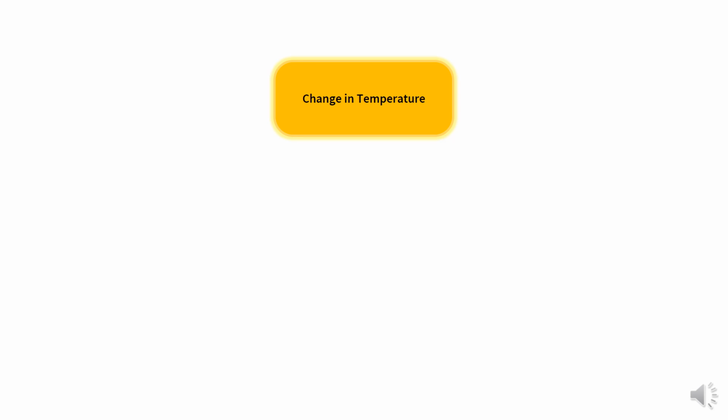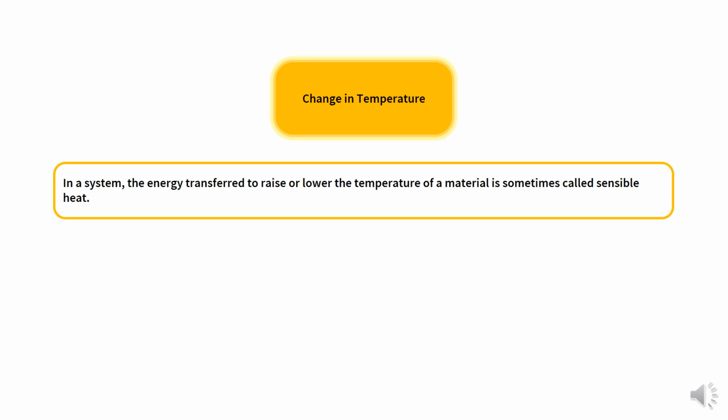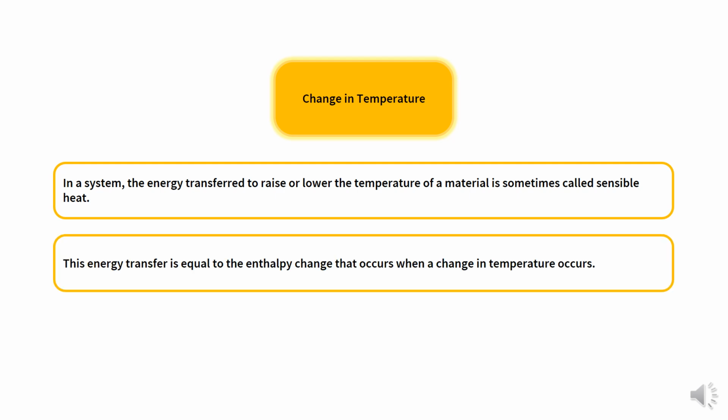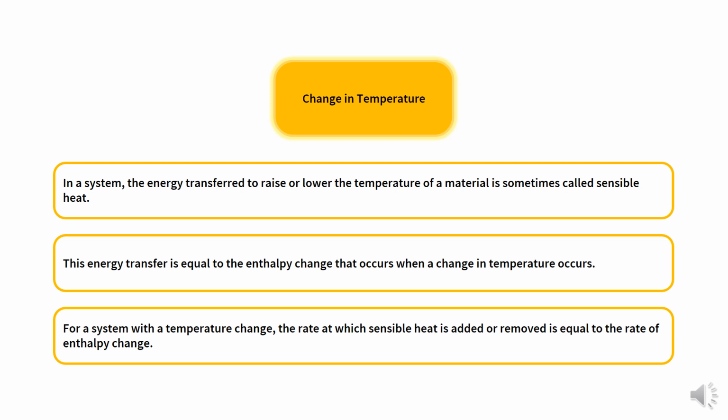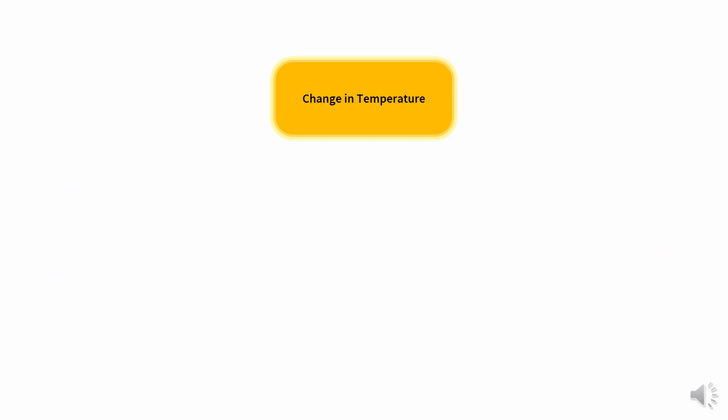In this part, we will discuss the change in temperature. In a system, the energy transferred to raise or lower the temperature of a material is sometimes called sensible heat. This energy transfer is equal to the enthalpy change that occurs when a change in temperature occurs. For a system with a temperature change, the rate at which sensible heat is added or removed is equal to the rate of enthalpy change.